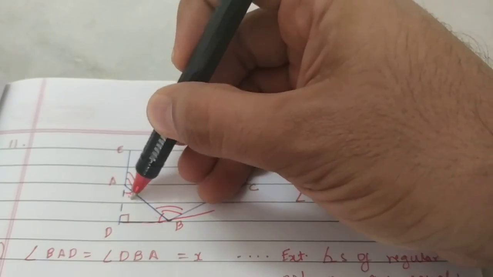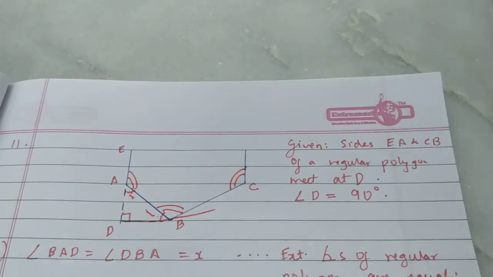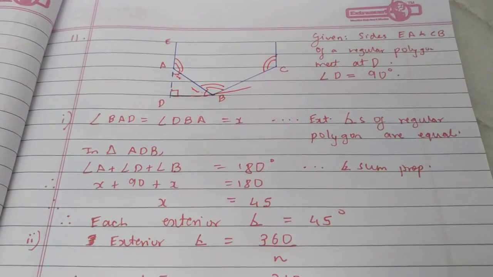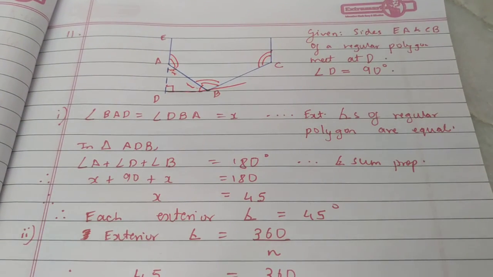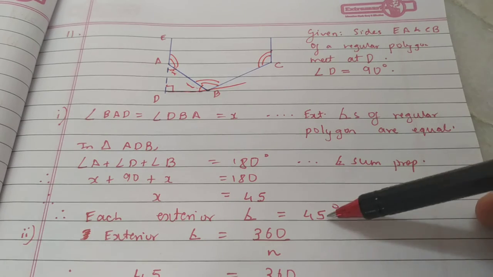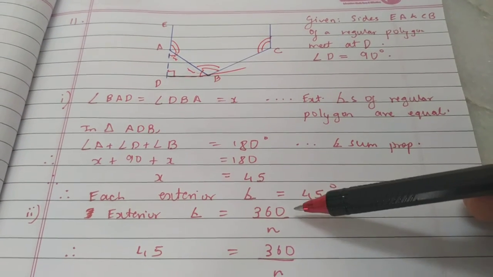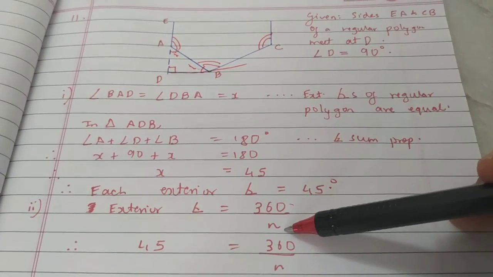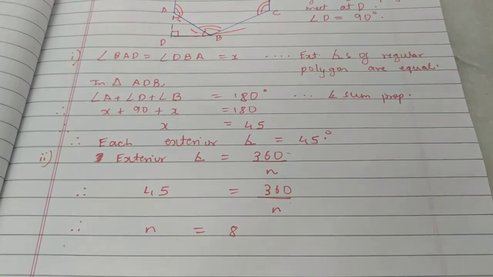So let's assume it to be x and x. And this is 90. So by angle sum property, we can find the value of x, which comes up to be 45 degrees. So we found the value of each exterior angle, but we already have a formula for that, 360 upon n. So we get the value of n, which is the number of sides.